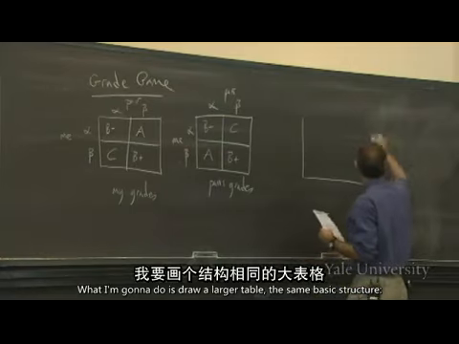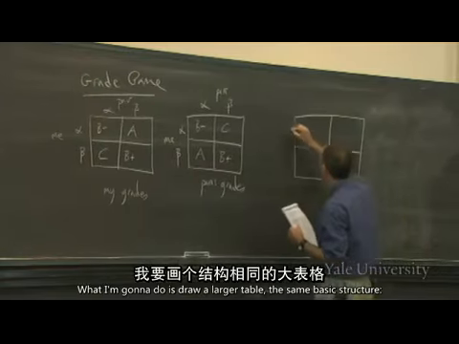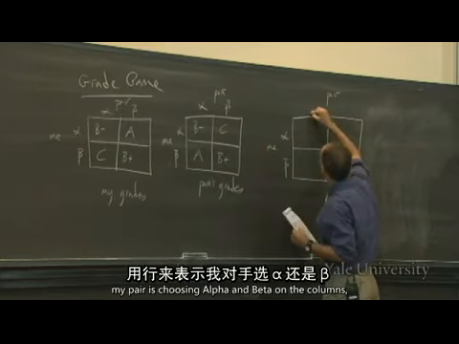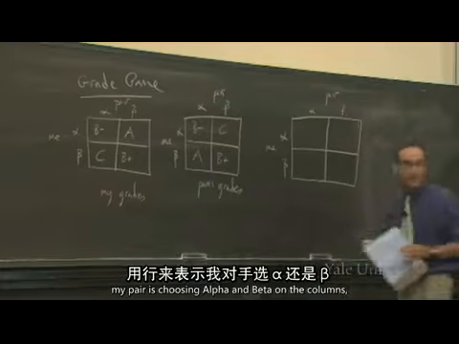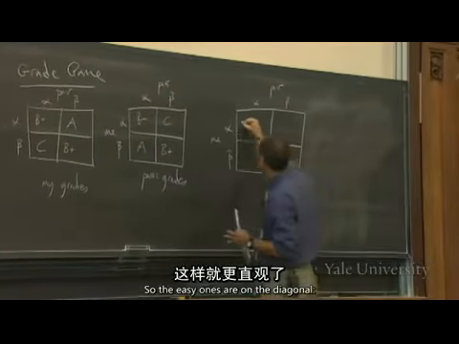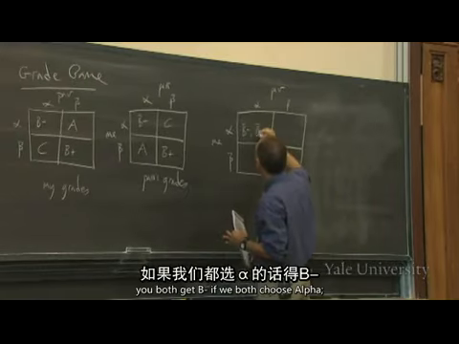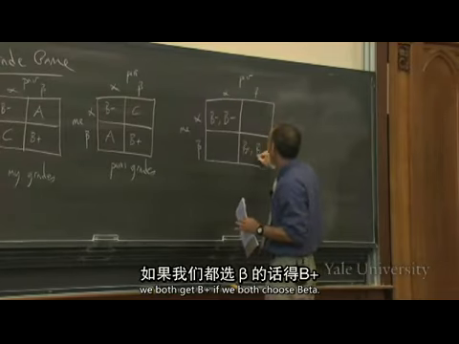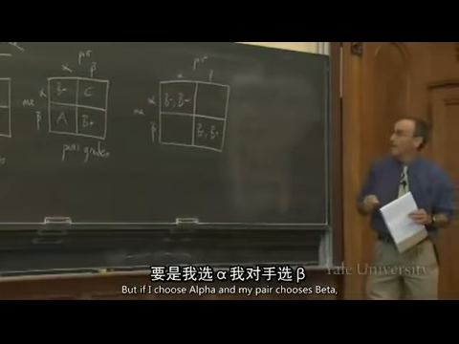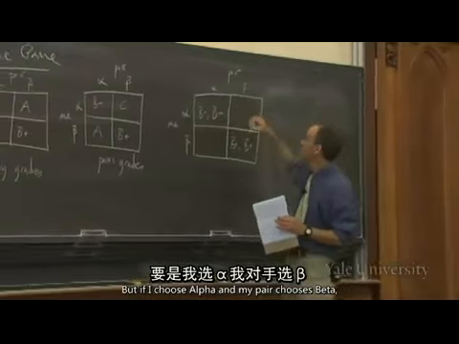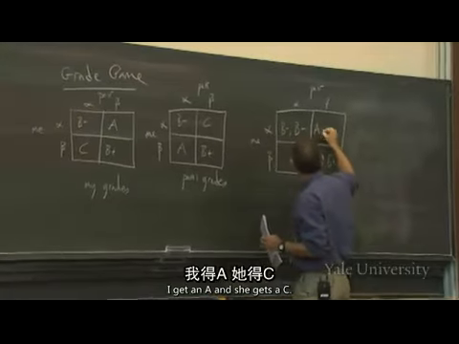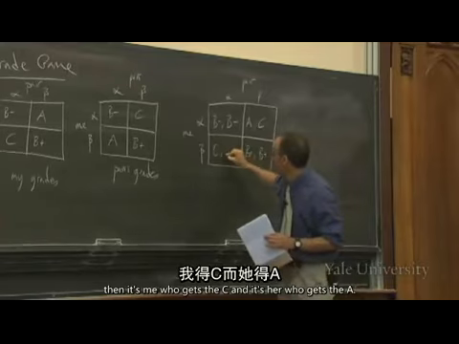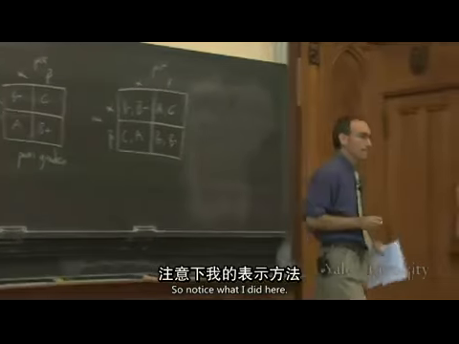What I'm going to do is draw a larger table, the same basic structure. I'm choosing alpha and beta on the rows. My pair is choosing alpha and beta on the columns. But now I'm going to put both grades in. So the easy ones are on the diagonal. We both get B minus if we both choose alpha. We both get B plus if we both choose beta. All right, but if I choose alpha and my pair chooses beta, I get an A and she gets a C. And if I choose beta and she chooses alpha, then it's me who gets the C and it's her who gets the A. All right?